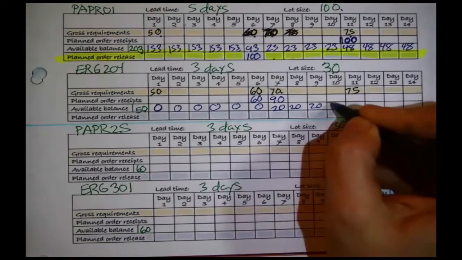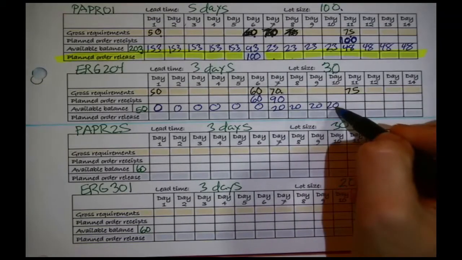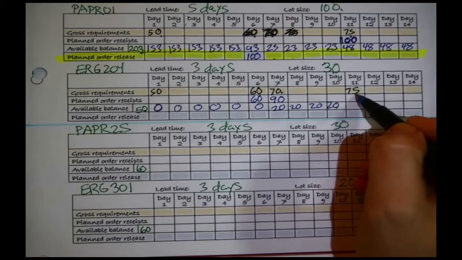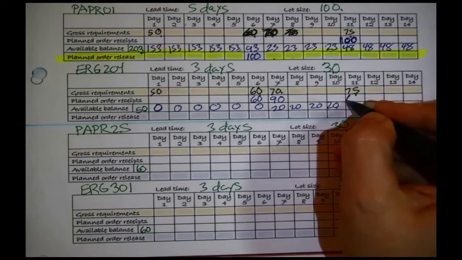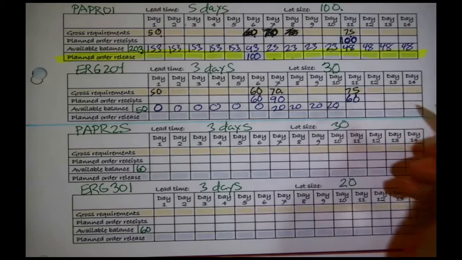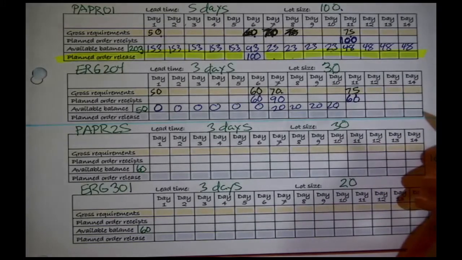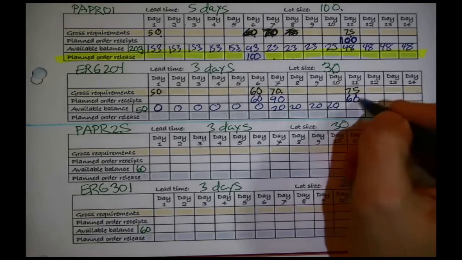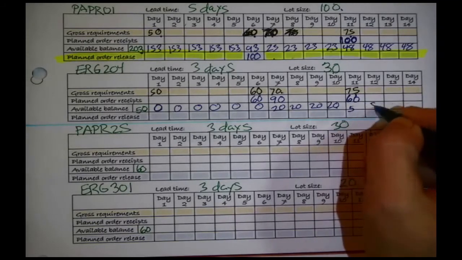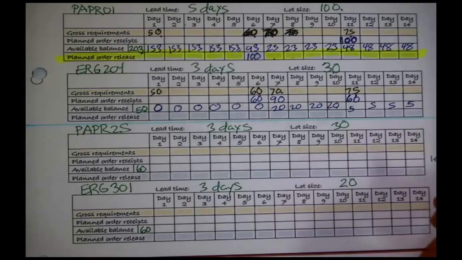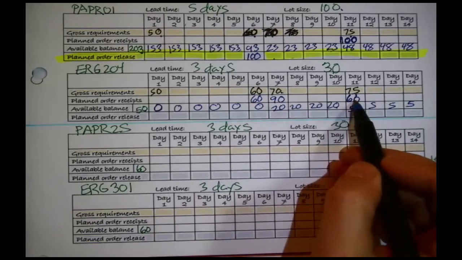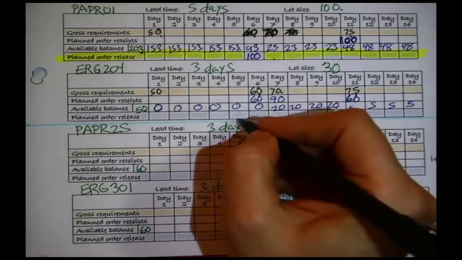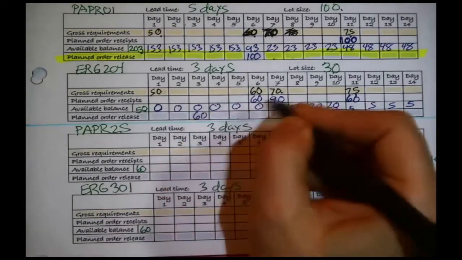So we have 20 in inventory going into the 11th day. We need 75. We're 55 short, so we'd better arrange to receive 60. So that means that we have 5 left over. Yes, 5 left over. Okay, now this is when we need to receive them. The lead time is 3 days. 1, 2, 3. This is when we need to order them.